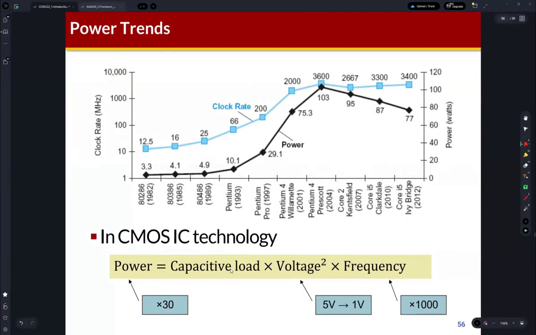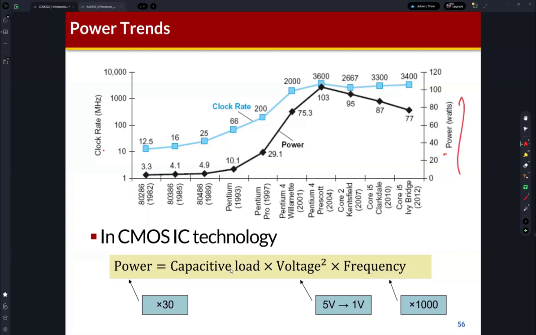Okay, so which means we need to reduce the power consumption of a computer system. So let's see the power trend of the CPU. You know, this x-axis is the time, the years, and the y-axis is the clock rate, and you can find that this is the log scale. And another y-axis represents the power, and this is linear, right?